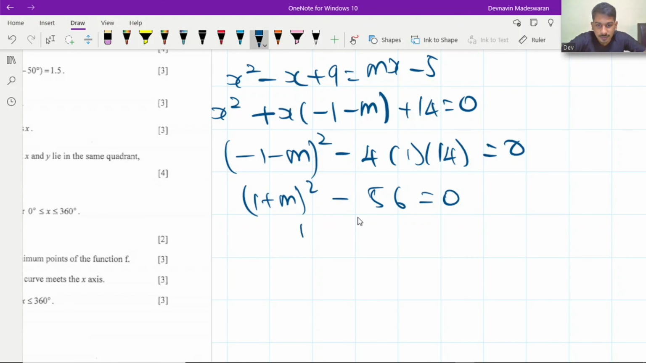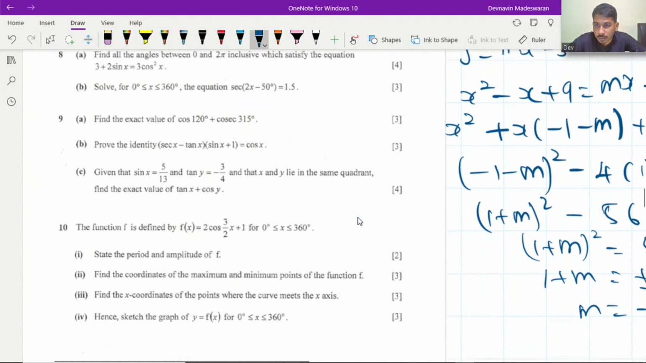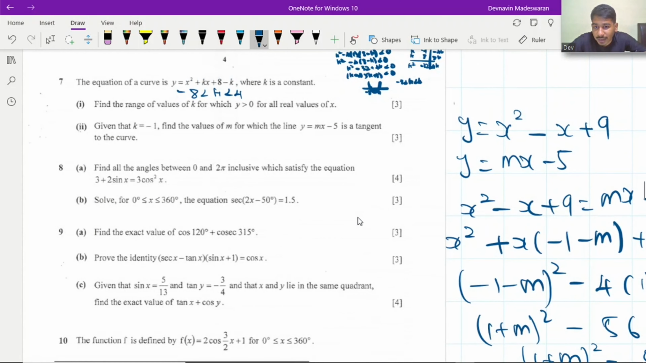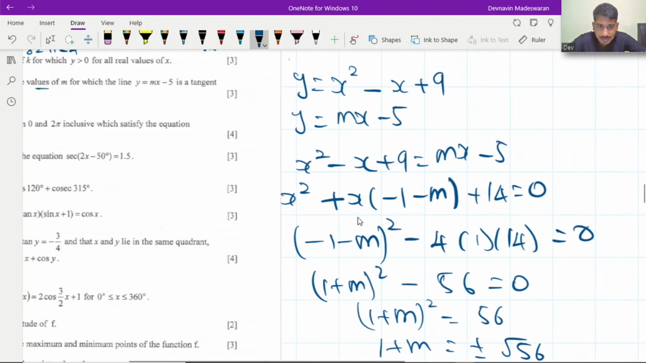And then we have 1 plus m squared is equal to 56, so 1 plus m is equal to plus or minus square root of 56. Is there a square root of 56? No, it's not a perfect square. So m is equal to negative 1 plus or minus square root of 56. They're asking for values, but it seems a bit weird. Let me just check again, because it's not a nice number.